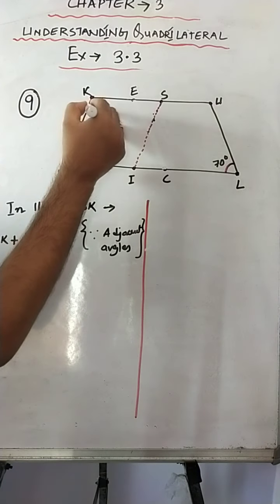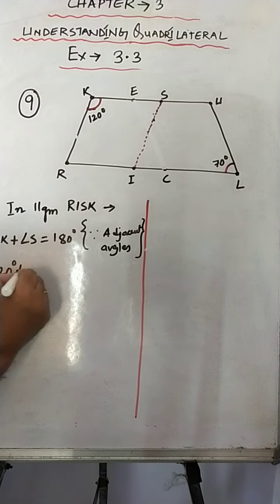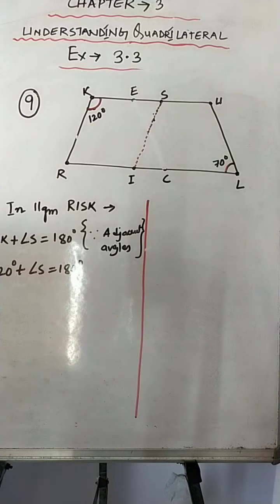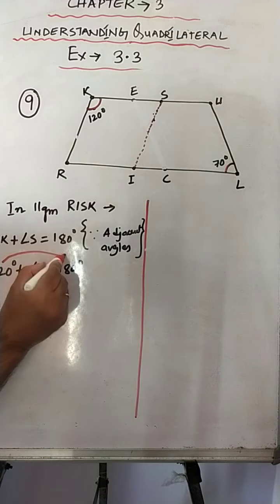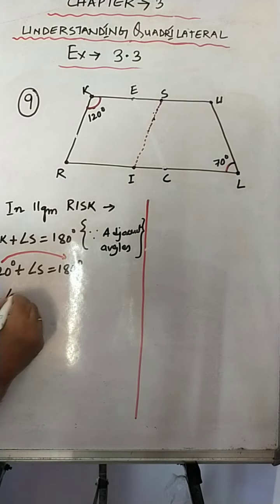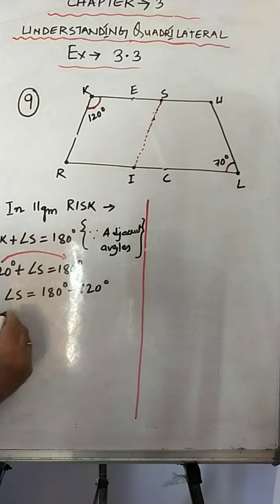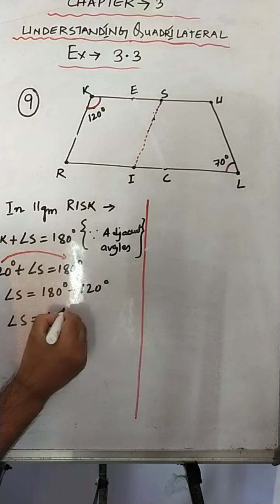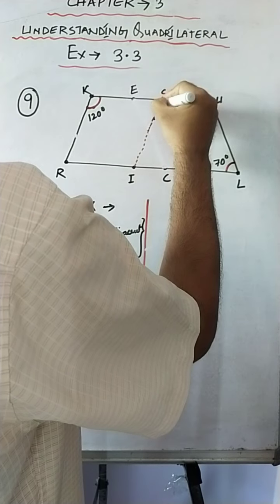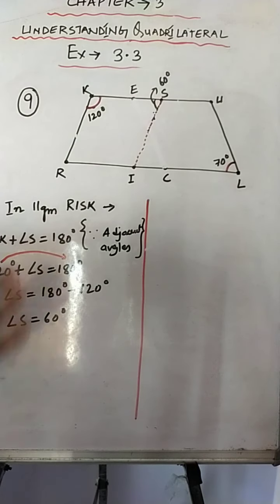We are already aware of this angle, that is 120 degree. So in place of K we will put 120 degree, plus angle S is equal to 180 degree. Now what we have to do? We have to transpose this 120 degree towards the right hand side. So you get angle S as 180 degree minus 120 degree, that would be equal to 60 degree. So now we know this angle, isn't it? This angle is 60 degree. Okay, so now this part is done.